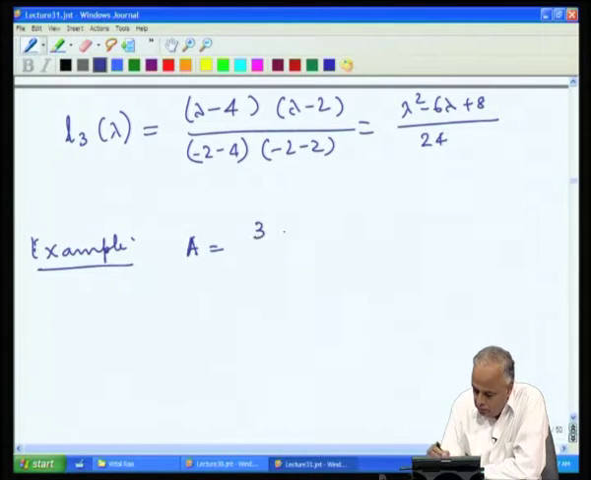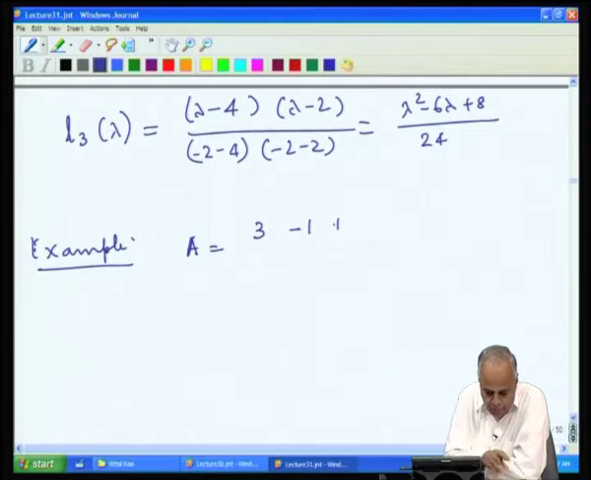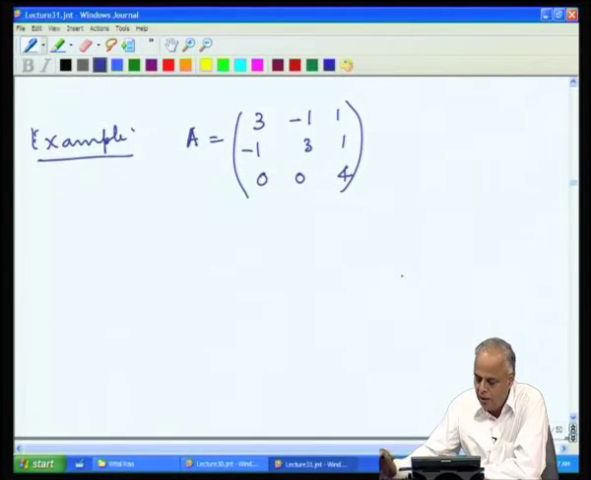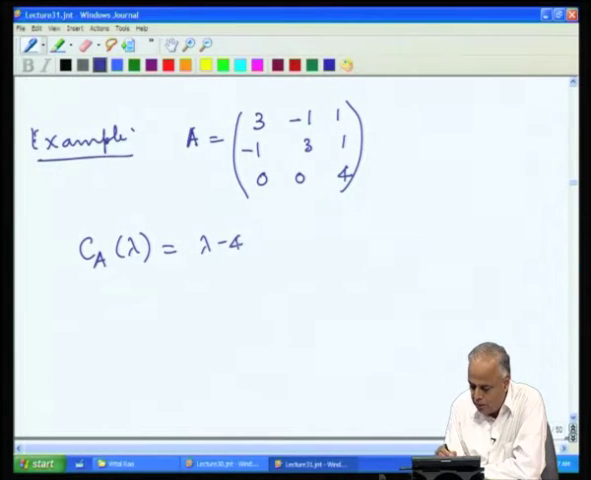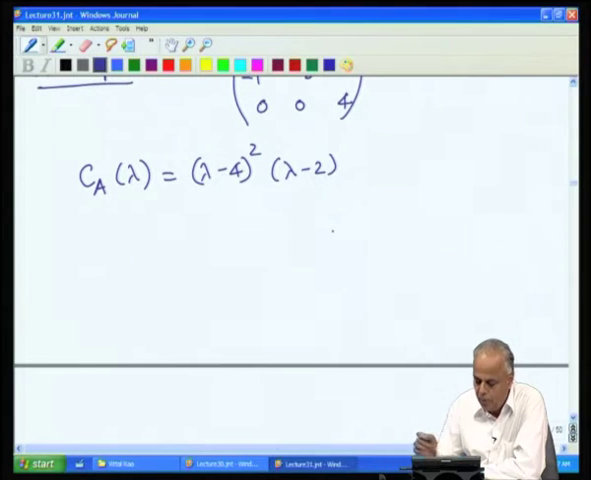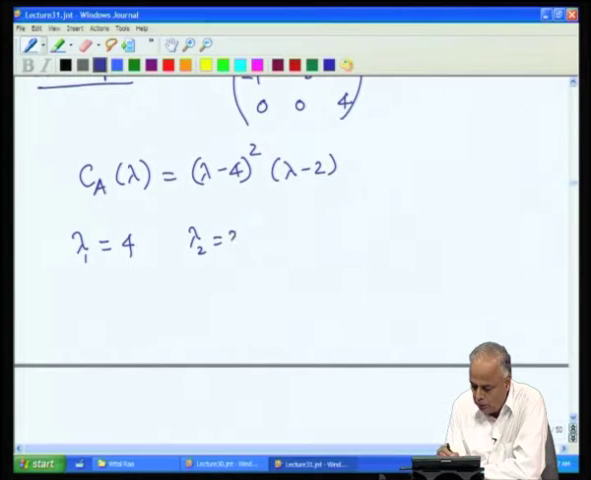A is [3, -1, 1; -1, 3, 1; 0, 0, 4]. This is another example which we have seen in the previous lecture, and we found that the characteristic polynomial is (lambda minus 4) the quantity squared into (lambda minus 2), and therefore, the eigenvalues were lambda 1 equal to 4 and lambda 2 equal to 2.